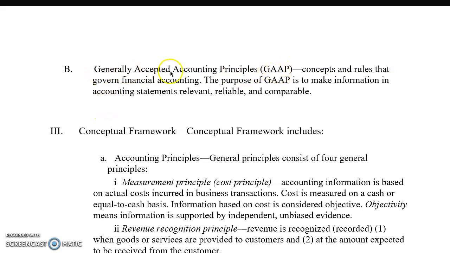All right, so anyway, generally accepted accounting principles, concepts and rules that govern financial accounting. Now, I want to go back before I go any further because I'll forget. It says generally accepted accounting principles. It isn't accounting rules. There's more than one way to do things sometimes, and the company has leeway depending on the industry they're in to pick and choose what's best. And plus, there's tons of different industries.